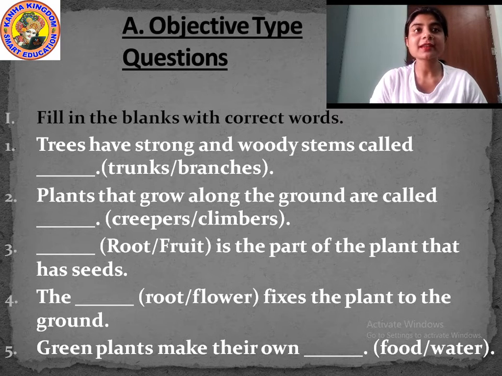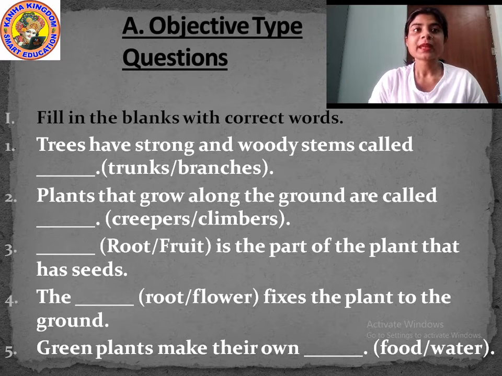Our first question is: fill in the blanks with correct words. Trees have strong and woody stems called what? The answer is trunks. T-R-U-N-K-S. It is trunks.